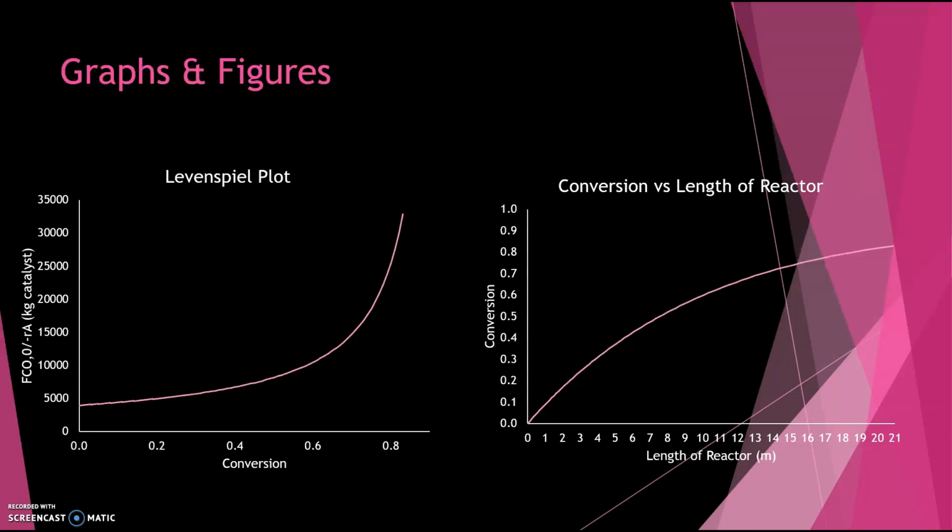These graphs show how the mass balance was used. Over on the left we have a Levenspiel plot, and we use this to find the conversion. We took the feed over the reaction, and we integrated under the curve to find what our conversion would be. We then, from that, created a graph that showed conversion versus length of the reactor to find how long our reactor would need to be.